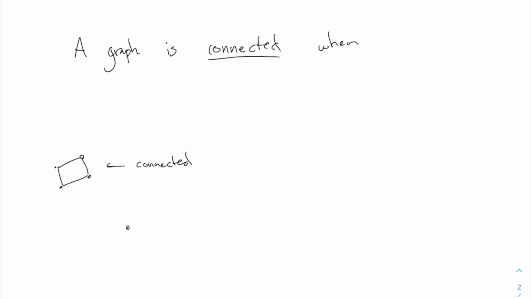Whereas something like this is disconnected because it has like 3 pieces to it. If you consider that as a graph, it's not connected. This is called disconnected. All right. What it means to be connected is sort of everything on your graph is all in one chunk. It's not in a bunch of different pieces.